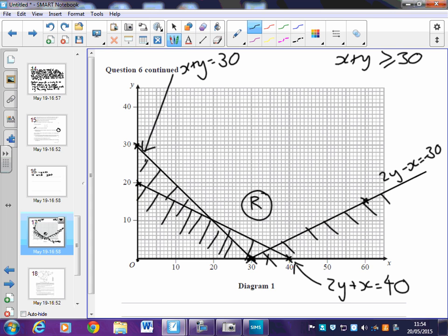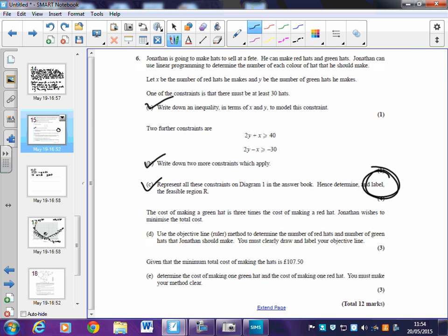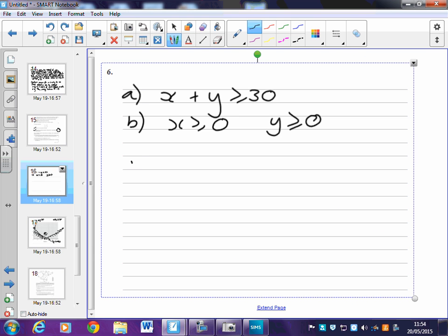Right, okay, moving on. I've done this bit. The cost of making a green hat is 3 times the cost of making a red hat. Jonathan wishes to minimize their total cost. Use the objective line to determine the number of red hats and the number of green hats, clearly drawing and labeling. Alright, so I'm trying to minimize the cost. This is part D. It's the cost that I am trying to minimize.